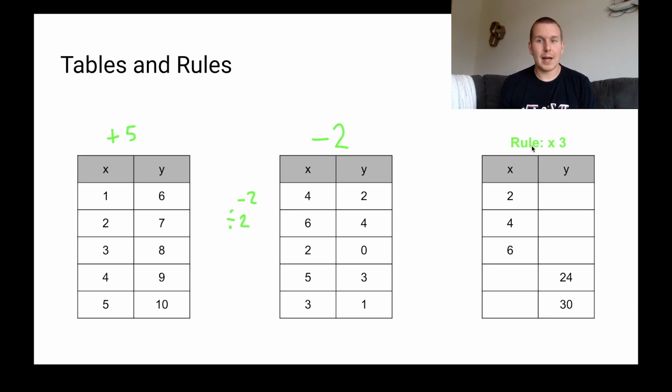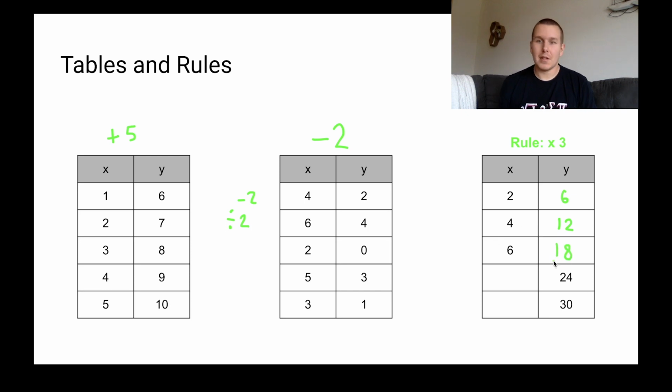We actually already have the rule now. Let's see if we can fill out the rest of our table. So it looks like we're multiplying by 3. So 2 times 3 would give us 6. 4 times 3 would give us 12. And 6 times 3 would give us 18.